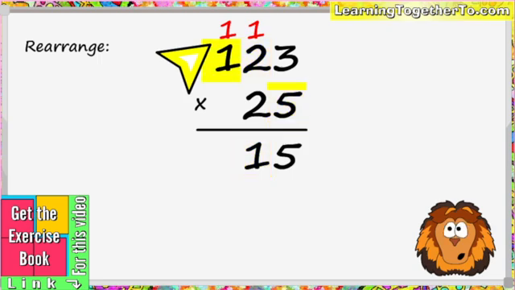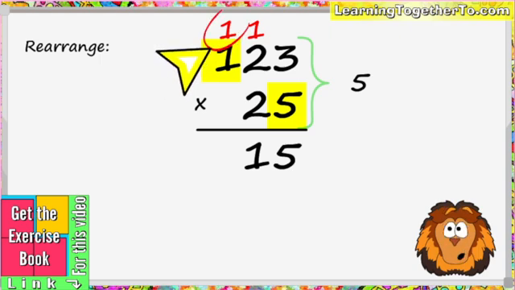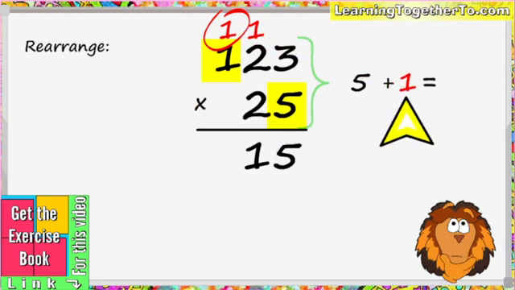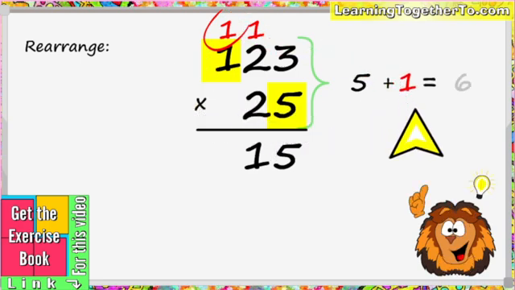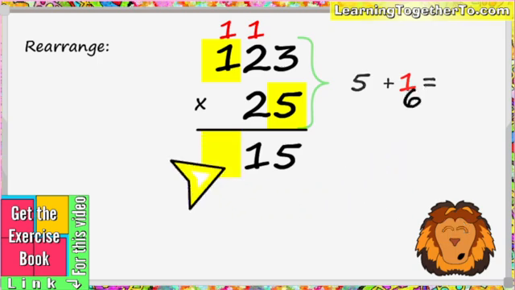Now let's multiply 5 times 1. 5. Very good, Eric. Let's remember the 1. We are going to add it to the 5. 5 plus 1 is equal to 6. Great job, Eric. Let's write down the 6.